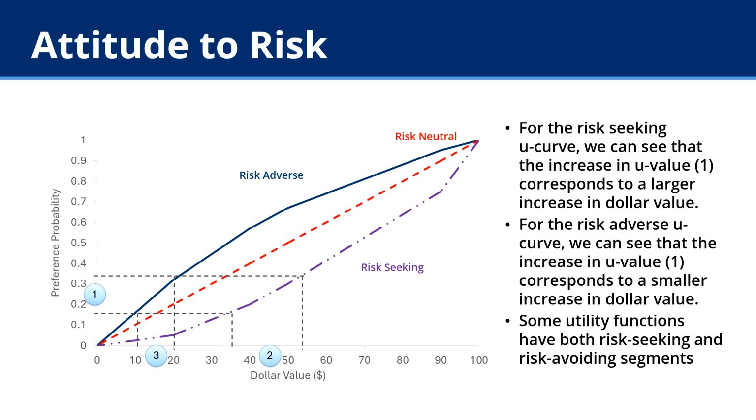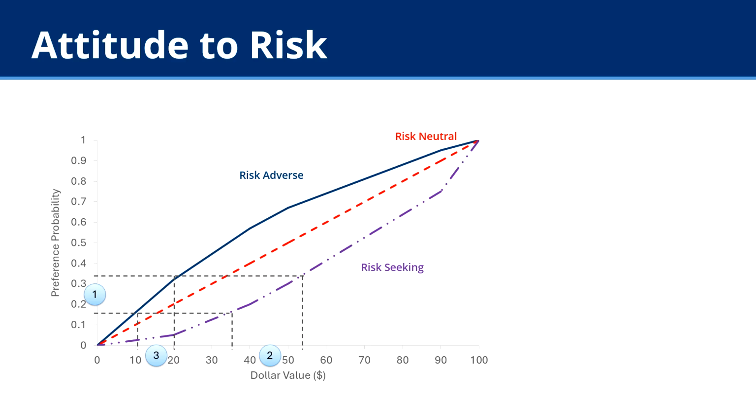Some utility functions will have a combination of both a risk-averse and risk-seeking region. So not all U curves are going to have a concave or diagonal profile, etc. It's not going to have a single profile. It might have a combination, but at different parts of the U curve, a decision maker may exhibit a risk-averse, risk-neutral, or risk-seeking attitude.